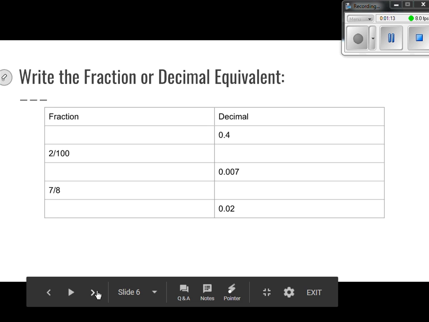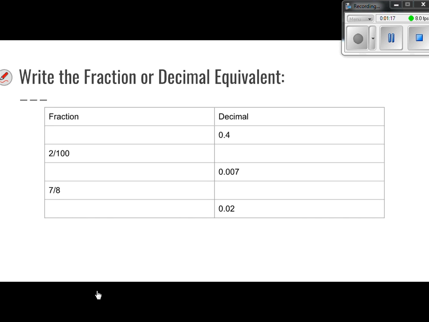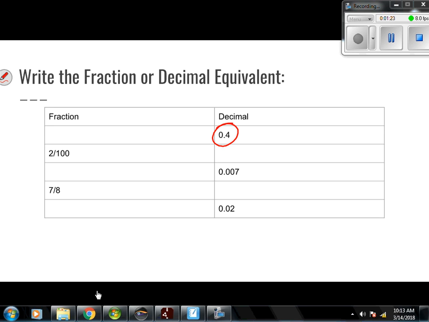Okay, so let's write a fraction equivalent or a decimal equivalent. What is this? How would I read this decimal here? Let's think about what place value my 4 is in. Tenths. So we would write this as 4 over 10. Let's read this fraction. What is this fraction read as? 2 over 100. 2 hundredths. If I were to write this as a decimal, 0.02.